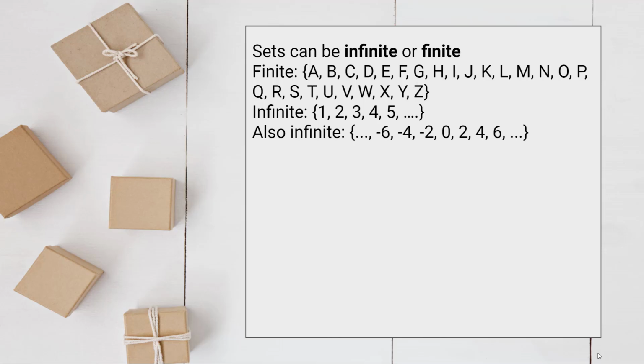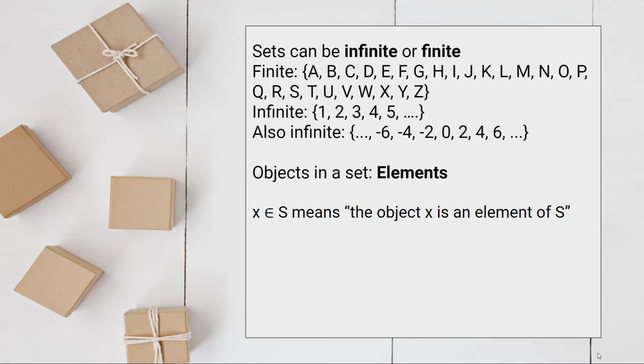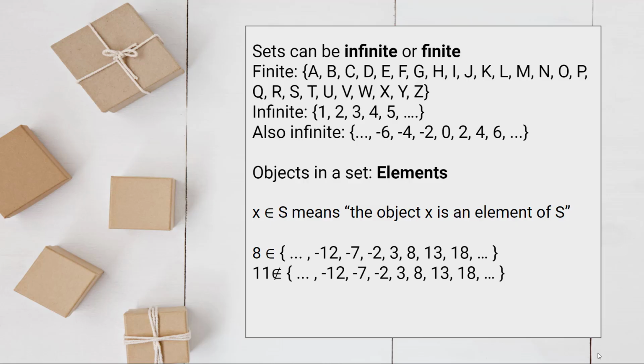As we said, the objects in a set are called elements, and if we want to say that a particular object is an element of a set, we use this notation here, which looks like an E. This, for example, says that the number 8 is an element of this set. And this notation here, with a slash mark through the element of symbol, is saying that the number 11 is not an element of this set.